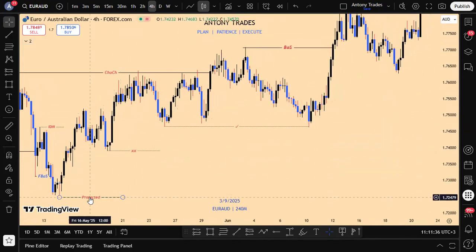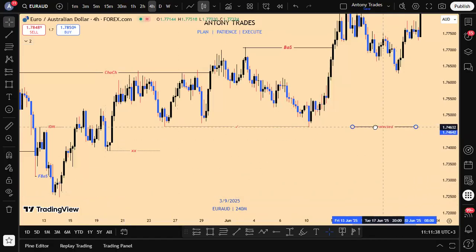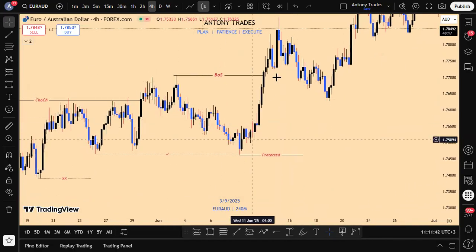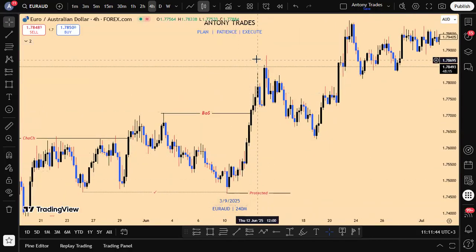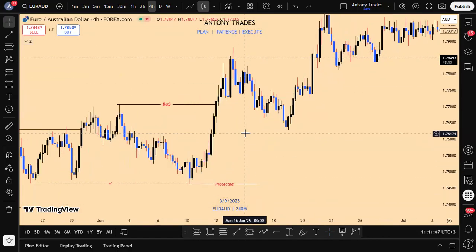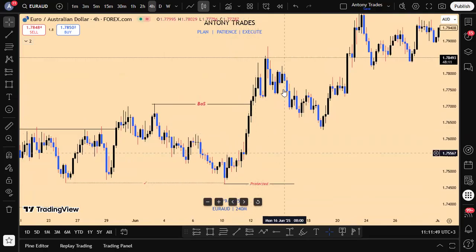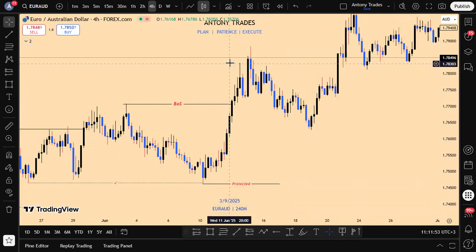So now, what does that mean? This protected low will shift from here to here because we have a new structure. We have a new dealing range. So this is our protected low and this is our weak high. You see, the market pushed to the upside. We had a pullback here. Then here we have what you call a fake break of structure.